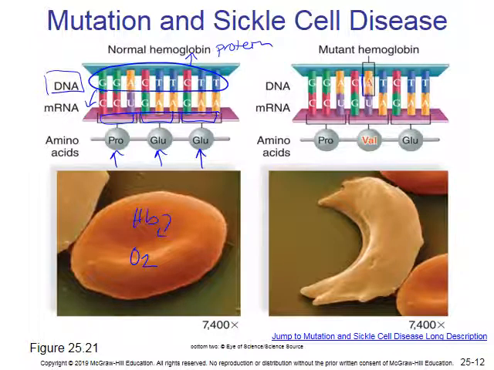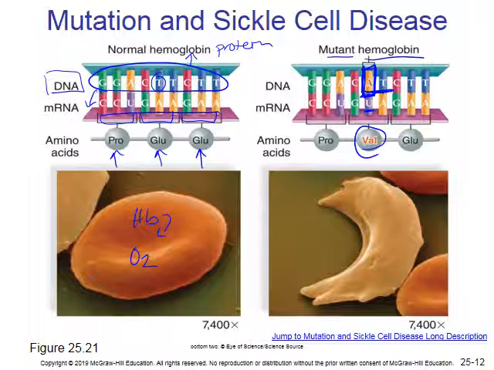In this case, this is a mutant hemoglobin. So you can see that there's been an error. There's been a point mutation in the DNA. This adenine is supposed to be a thymine. Changing this one DNA nitrogenous base results in a different messenger RNA codon, which results in a completely different amino acid being added to the chain.